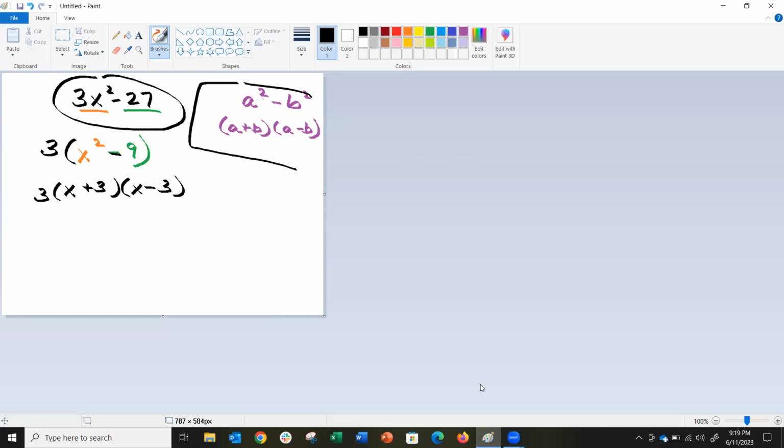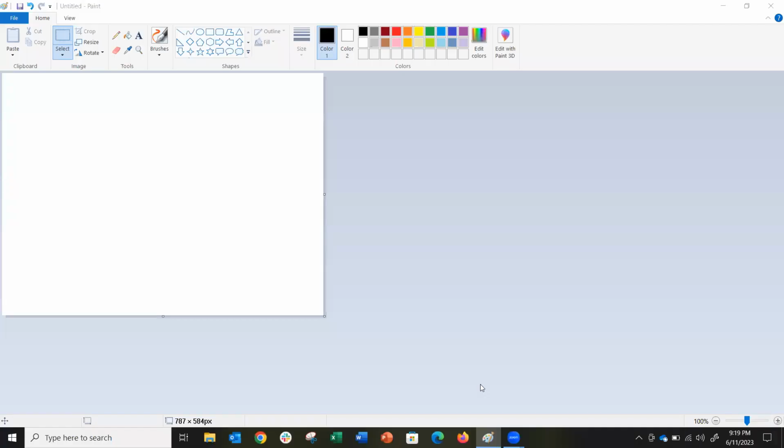Let's see, you sent me one more. The last one you sent me isn't so much algebra, but more of a logic, kind of geometry. It says that a board is 120 inches long.